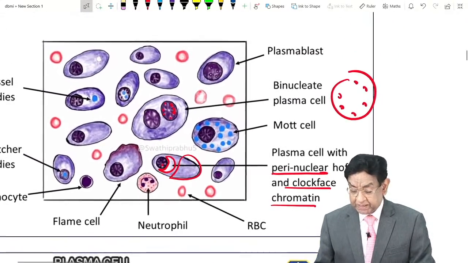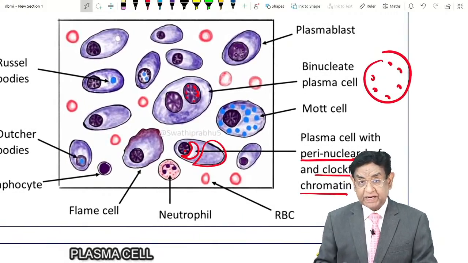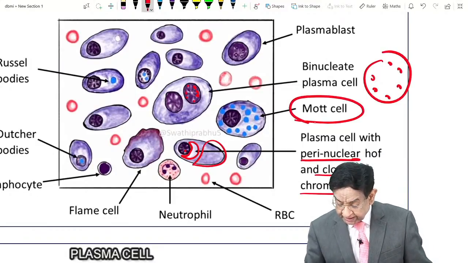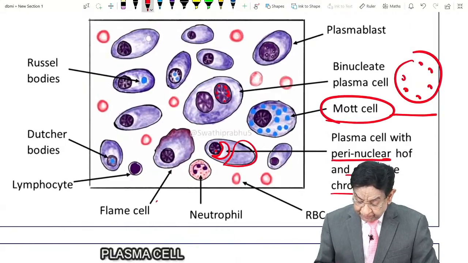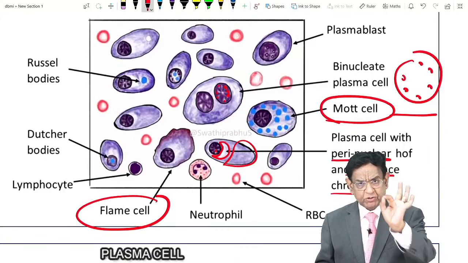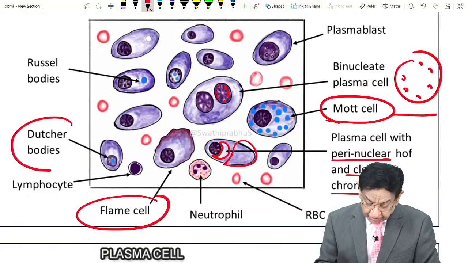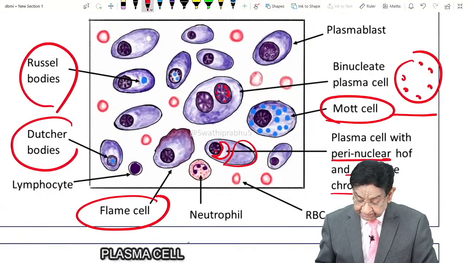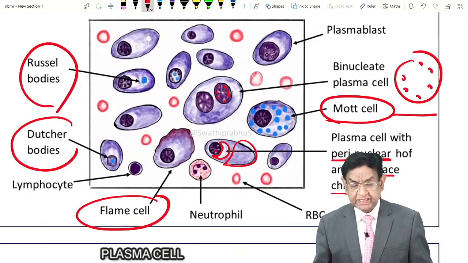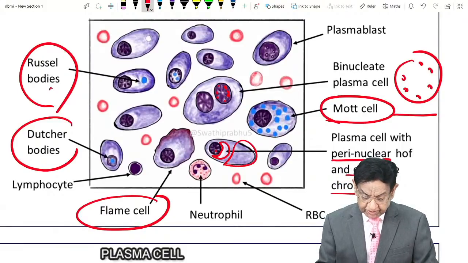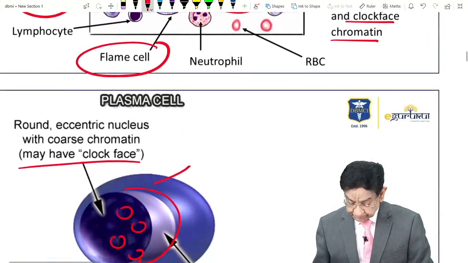Well, in addition to plasma cells, there are certain other types of cells that we see in case of multiple myeloma. Can't afford to forget Mott cell. Note it down. They're also seen in multiple myeloma. You get flame cells. For this, you just got to know the name. Mott cell, flame cell. You get Dutcher body and you get Russell body. So 2 more cells, Mott cell and flame cell. And you get 2 bodies, Russell body and Dutcher body in multiple myeloma.